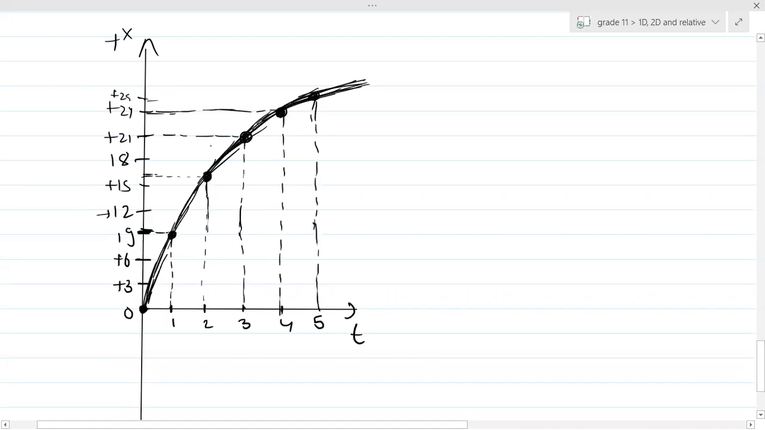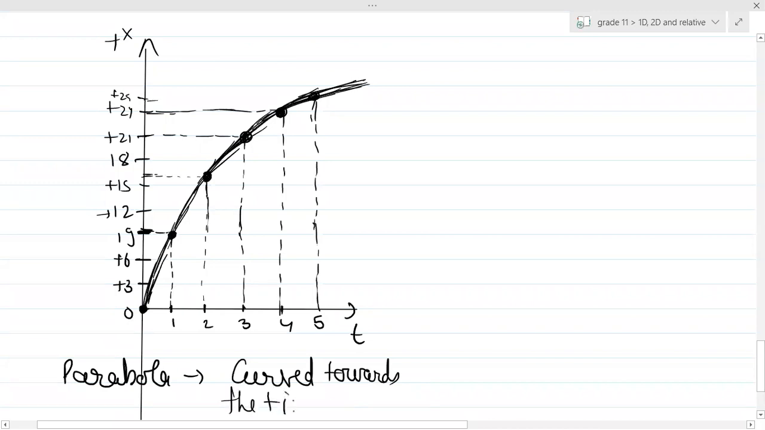And once we're done drawing all the points, this is the XT graph. Again, it's a parabola curved towards the time axis. Is this clear, guys?